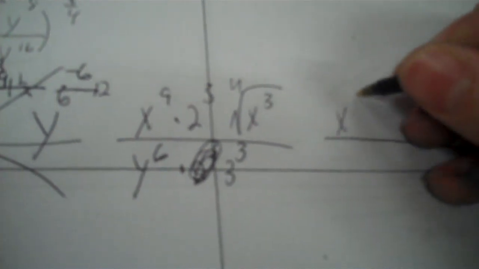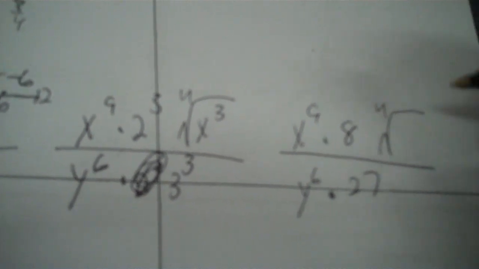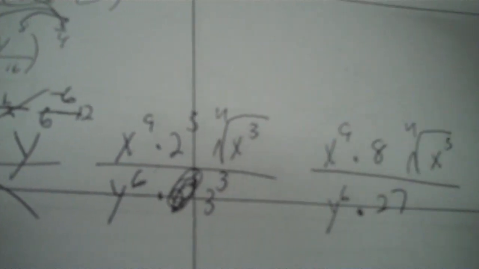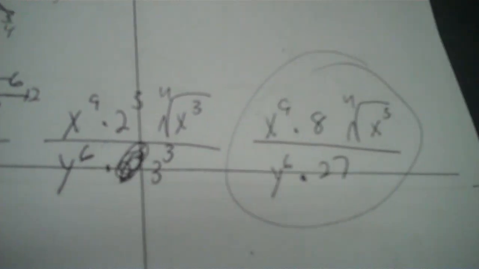Okay, carry over, but simplify. So x to the 9th, 2 to the 3rd is 8, y to the 6th, 3 to the 3rd is 27. Then I have the radical 4 with the variable and the power, but no numbers inside. That's the answer. Technically, the 8 and 27 would go in front, but it doesn't matter.